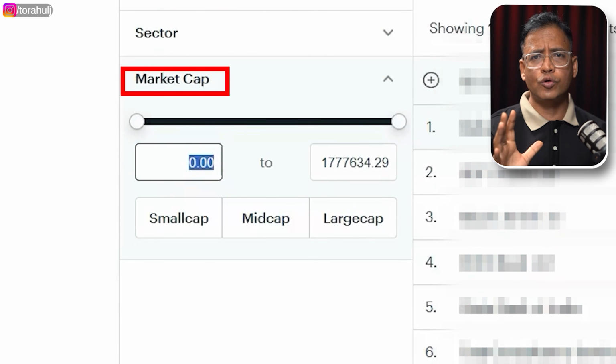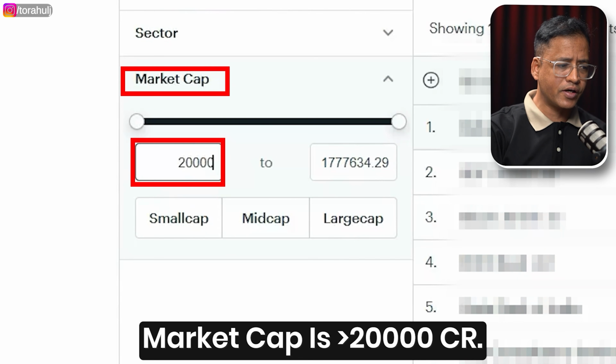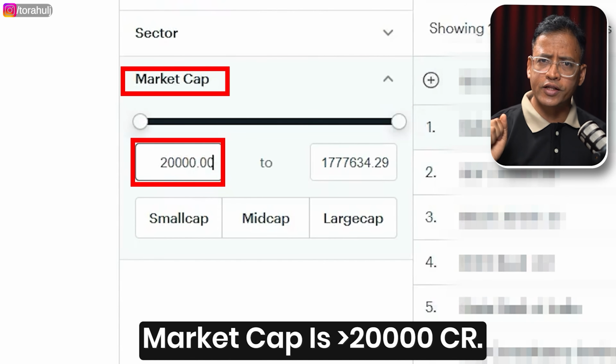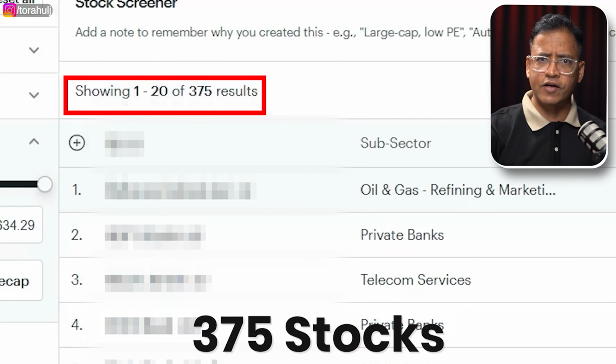Now, when a company is paying dividend, I want to make sure that the company has a certain level of market cap because very small companies might give you a lot of problems in terms of debt, cash flow, etc. So I'm going to go with minimum 20,000 crores of market cap. So I'm going to simply type it here. Okay. And I only want to filter out those companies that have minimum market cap of 20,000 crore, right? So I get around 375 companies.